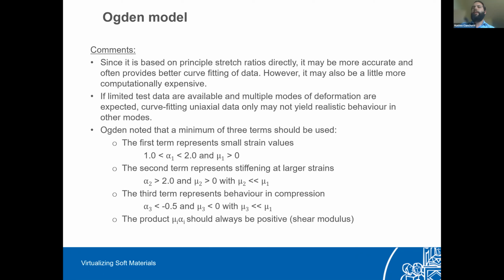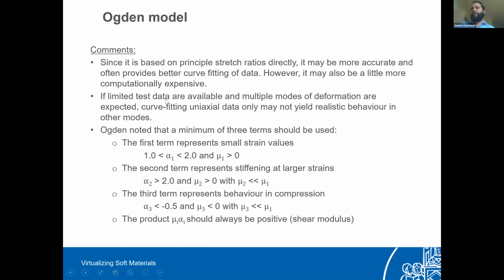Some comments about the Ogden model. It may be more accurate in describing the experimental data, since it is already based on stretch data, but it may also be more computationally expensive. And if there are limited test data available, the curve fitting through this model may not lead to very realistic behavior.